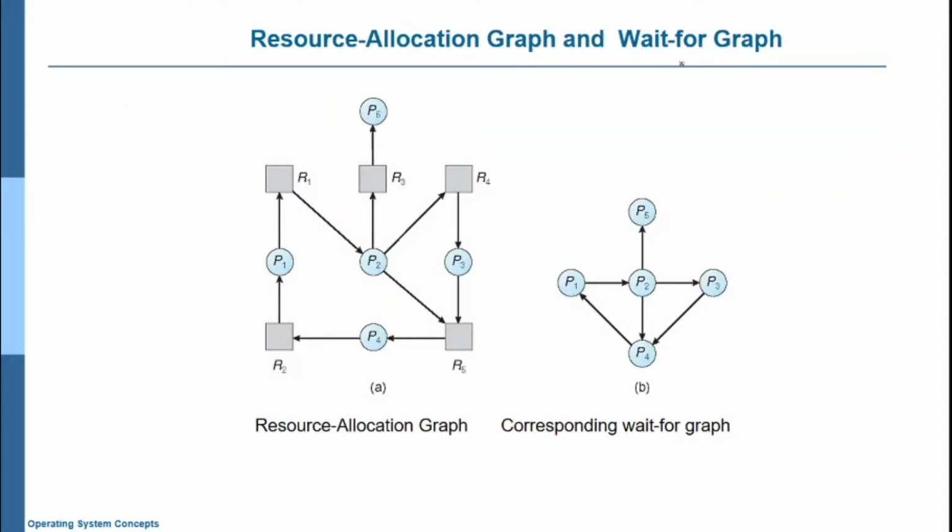In the resource allocation graph, the graph is drawn with the resource types, and in the wait-for graph it is drawn without the resources. Considering the wait-for graph, see here: P1 is waiting for P2, so directly we can write P1 to P2. From P4 to P1 we can directly write an edge, from P3 to P4 directly an edge, P2 to P3 directly an edge, and P2 to P5. So this is how they draw the graph for the allocation graph as well as the wait-for graph.